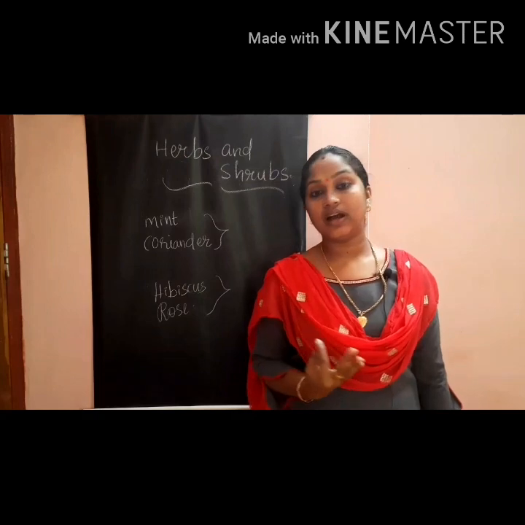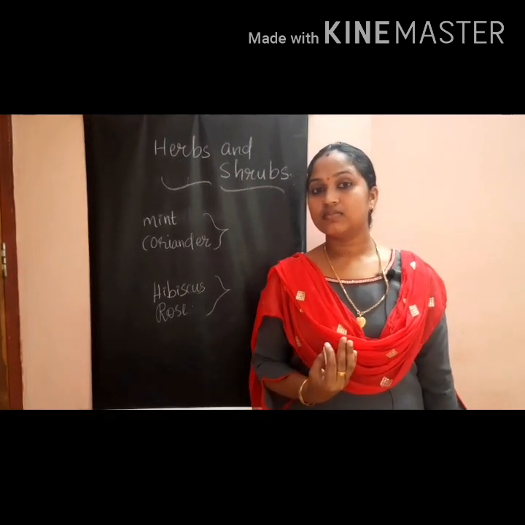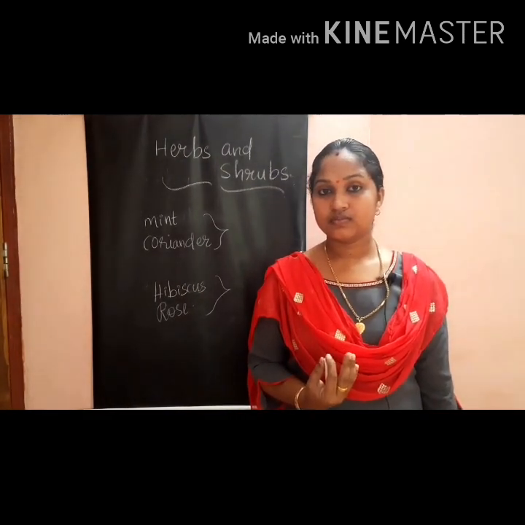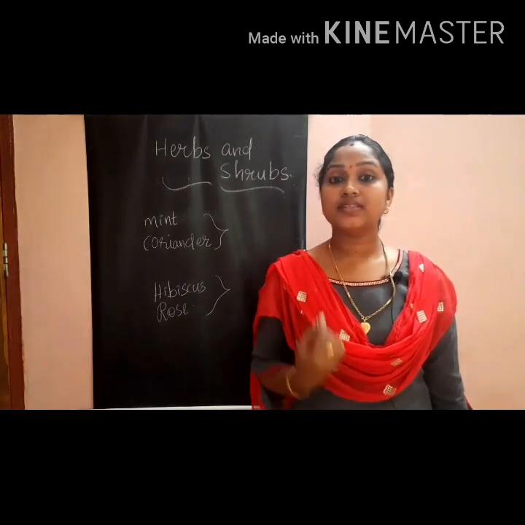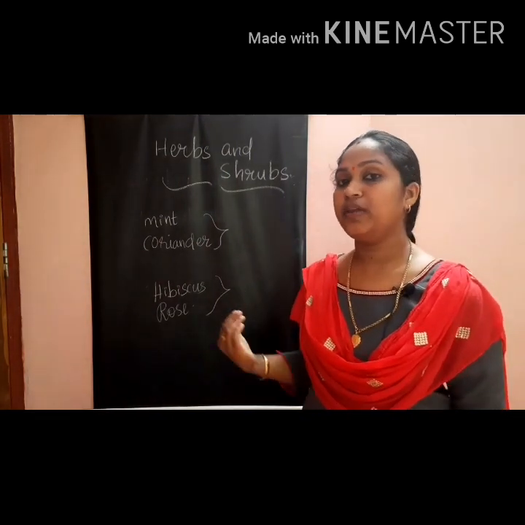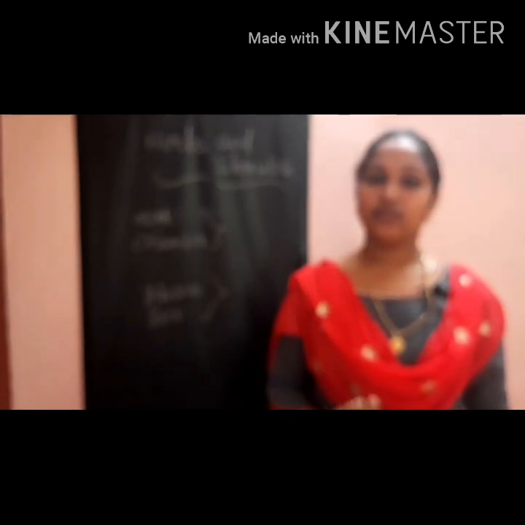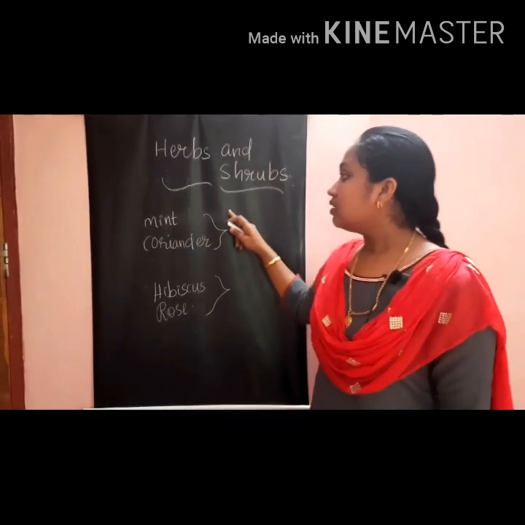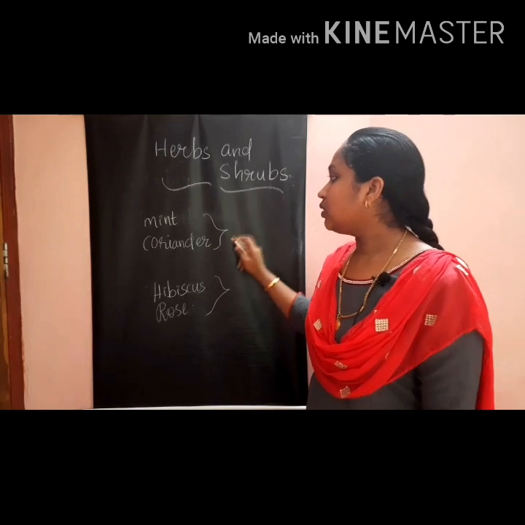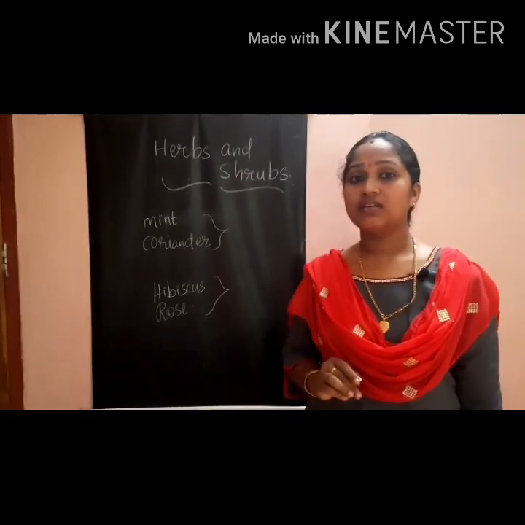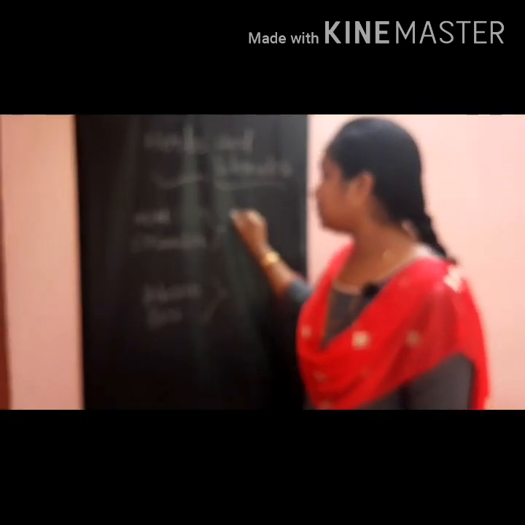Children, how could you classify them? On the basis of what you classified these 2 plants? Yes, we classified on the basis of stem. Good. The first group, mint and coriander plants, are small.